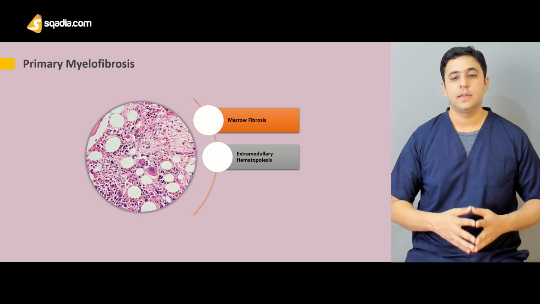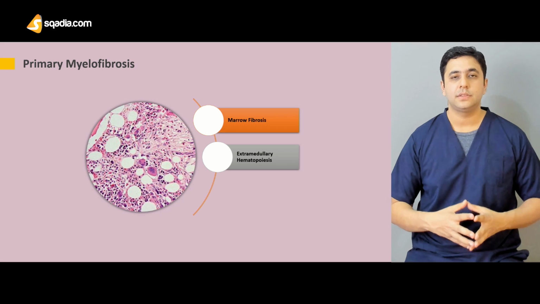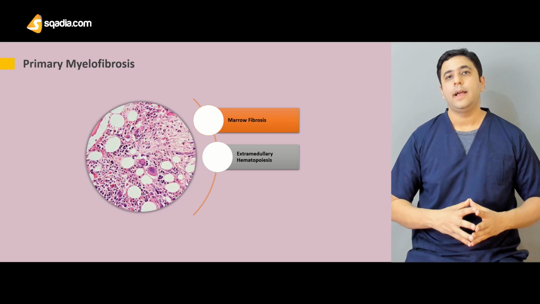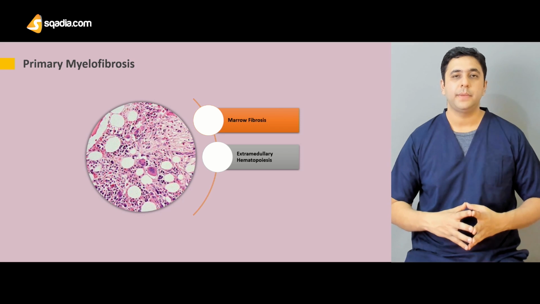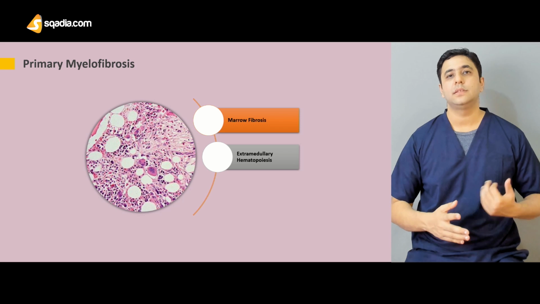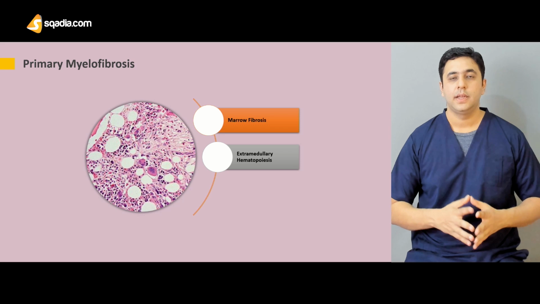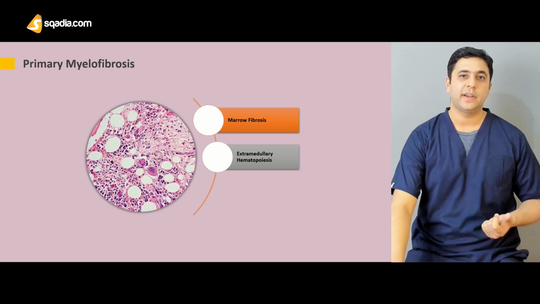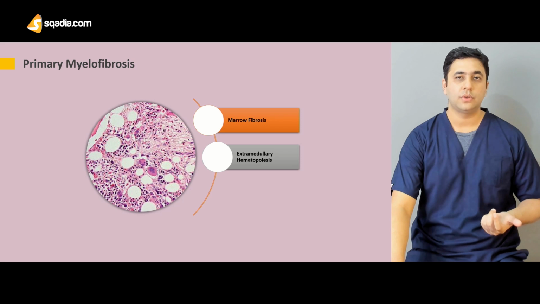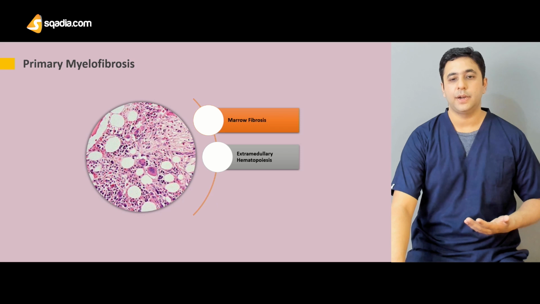Along with that, when the bone marrow is fibrosed and is not able to perform its job of producing blood cells, hematopoiesis generally shifts outside of the bone marrow, which is defined by the term extramedullary hematopoiesis. The major organs affected here are the spleen, the liver, and to some extent the pulmonary system or the lungs. But the spleen is the major player because it is the most common organ affected in extramedullary hematopoiesis when the bone marrow is not doing its job.